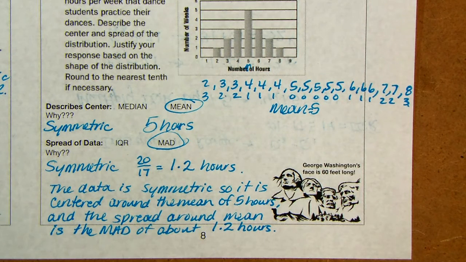So, couple things. We're talking about distribution, clusters, gaps, peaks, outliers, and then we are talking about the center and the spread, depending on if it's symmetric or not.